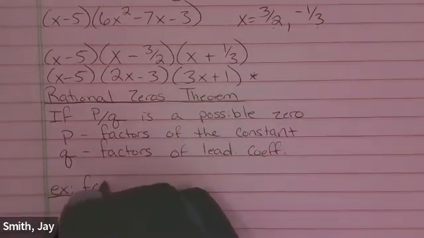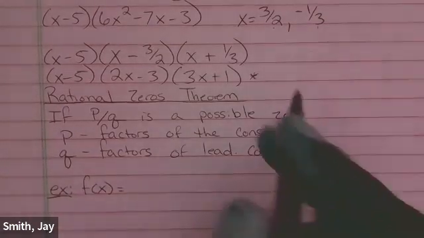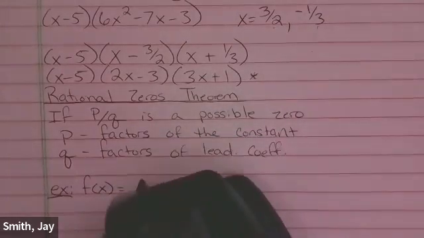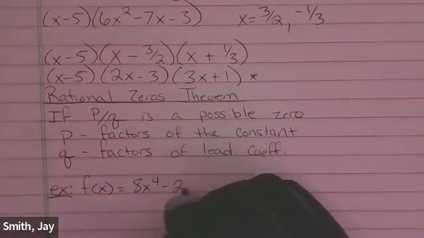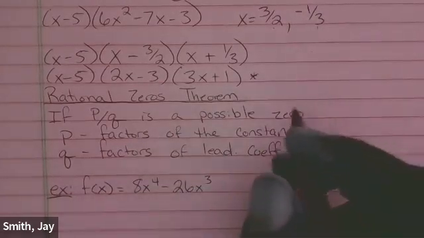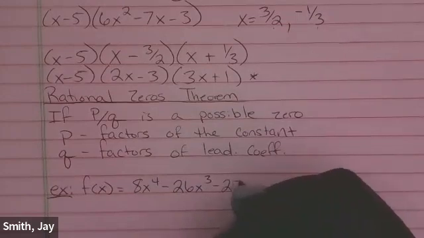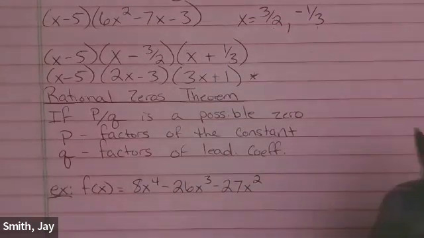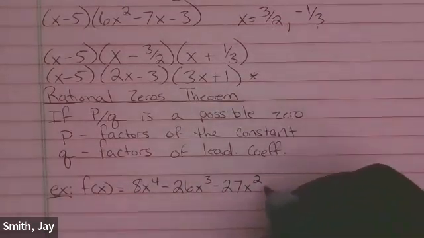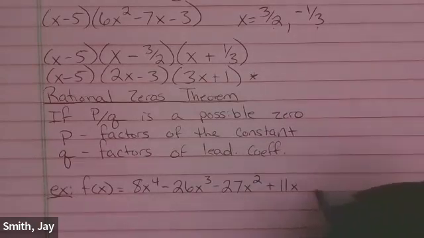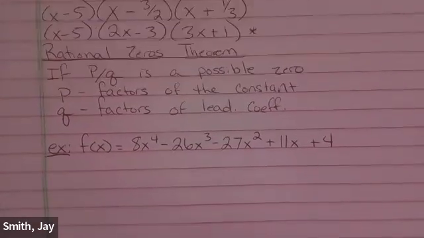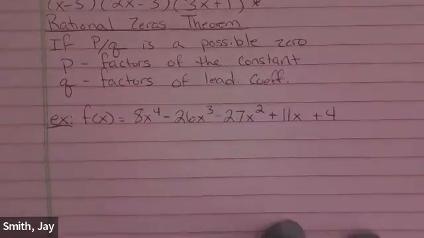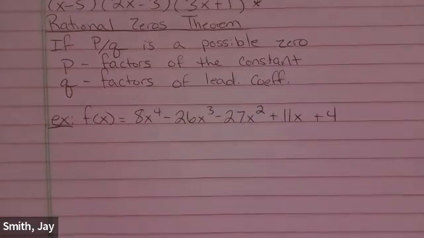An example of this: we're given the function f of x, which is equal to 8x to the 4 minus 26x cubed minus 27x squared plus 11x plus 4. And we're asked to use the rational zeros theorem, which in turn gives us a list of possible rational zeros.